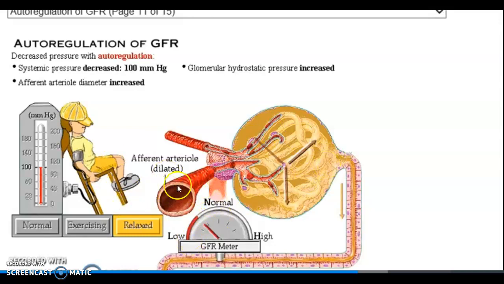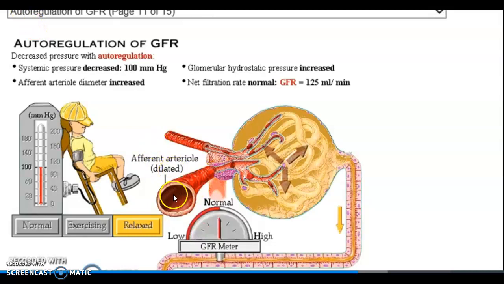So the secret is, if I've got too much, I make my afferent arteriole smaller. If I don't have enough, I need to make that afferent arteriole larger so I can increase my GFR. Notice after I've dilated it, I've got more fluid running in. Now I've increased my GFR to 125 milliliters per minute.